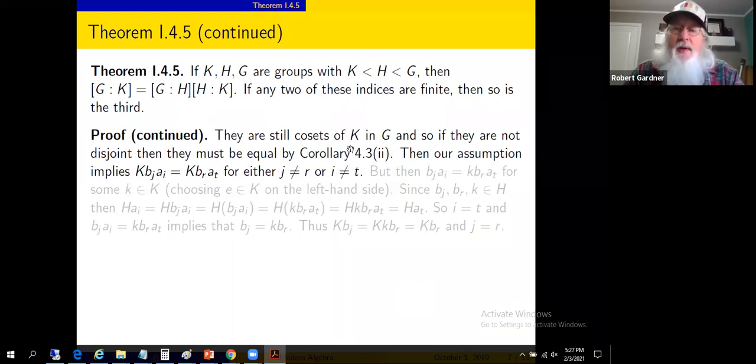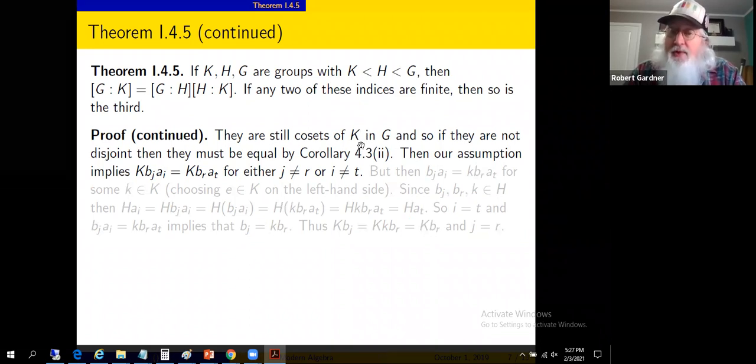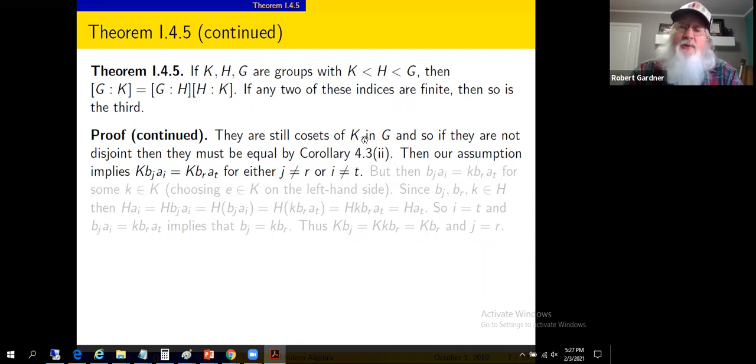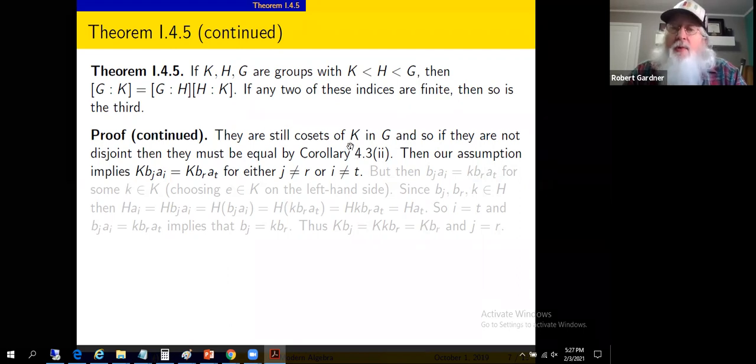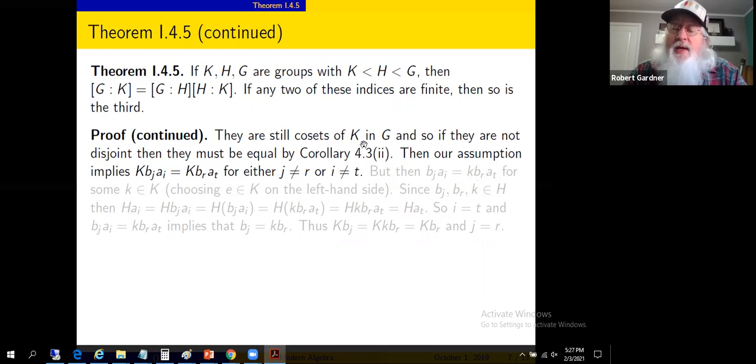All right, these right cosets of K, they're still cosets of K in G because they're multiplied on the right by an element of G. Yeah, everything is an element of G. We've got the big umbrella group, G, and this other stuff happens inside group G. So we're okay on that. We were dealing with a bunch of right cosets of K. So if they're not disjoint, then they got to be equal. Remember, right cosets were either equal or disjoint, Corollary 4.3, part 2.